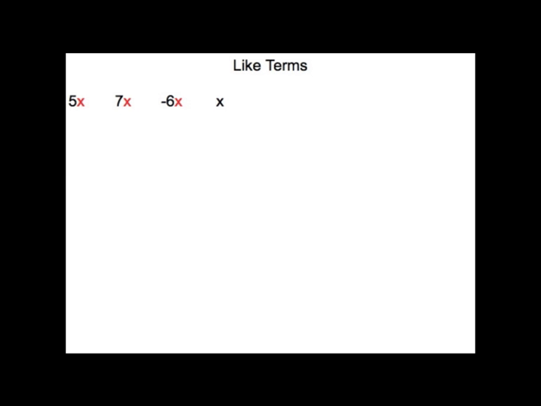How about just the variable x? This also is a like term because it has the variable x. We could also think of this term as 1x. Of course, 1x is just x. 3 would not be a like term because it does not have the variable x.